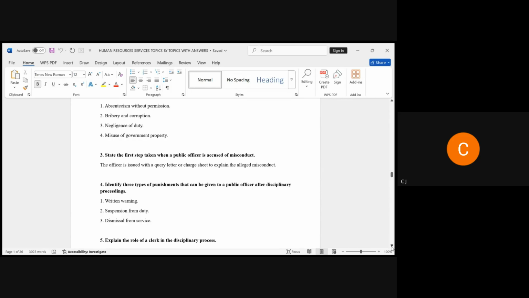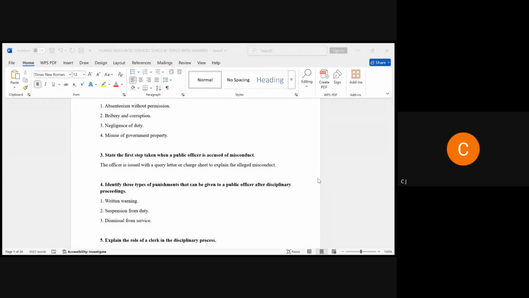Explain the role of a clerk in a disciplinary process. What are the roles of a clerk? What is your role as a clerk in disciplinary process? You prepare charge sheet or query form in the disciplinary process. Wewe mwenyewe unapewa hiyo kazi ufanye hiyo. You prepare your charge sheet and query form during disciplinary process.